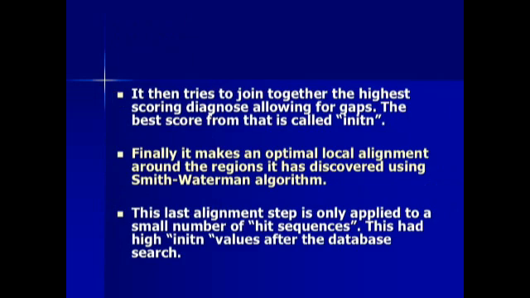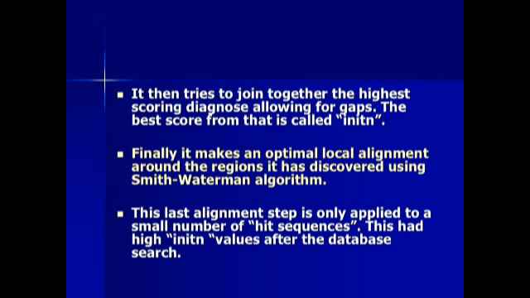It then tries to join together the highest scoring diagonals, allowing for gaps, and the best score from this is known as initn. So init1 would be your 10,000 to 1,000, and initn would be your 10,000 to the 1,000 or 100, whatever you are taking. Finally, it makes an optimal local alignment around the region, discovered by using the Smith-Waterman algorithm, and this is the last alignment step. It is applied only to the small number of sequences, known as the hit sequences, which had a high initn value after the database search.